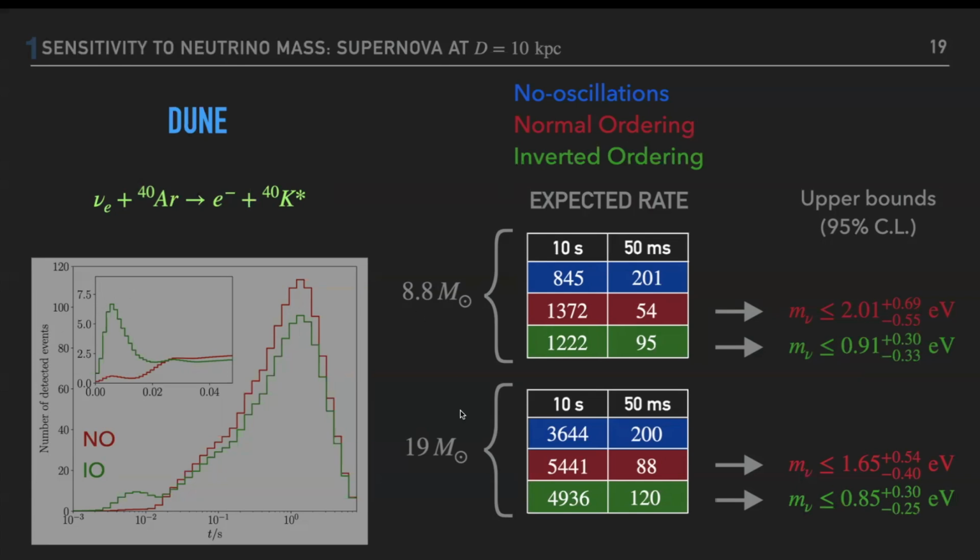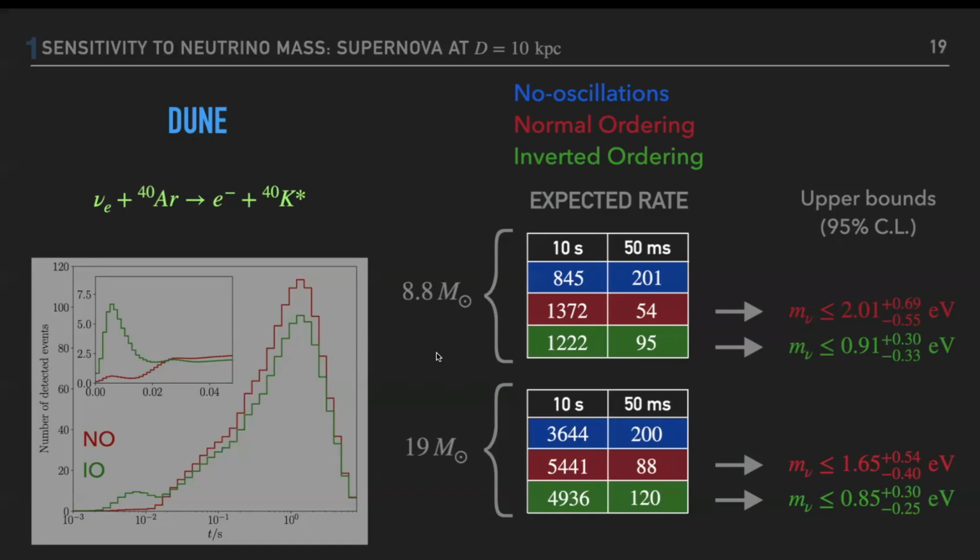In these tables, I'm reporting the expected rate for both time windows, so the whole 10-second time window for the supernova explosion, and just the neutronization peak, for the two selected supernova progenitors. I'm also reporting the number of events with no oscillation just for comparison. The last column represents the bounds that I got in the two different cases, for both normal ordering and inverted ordering.